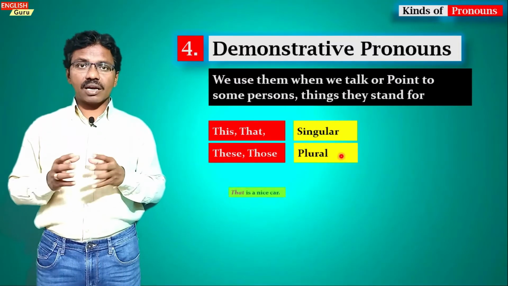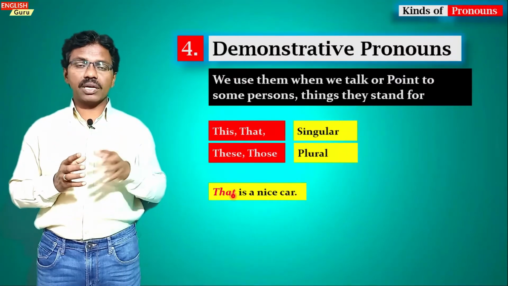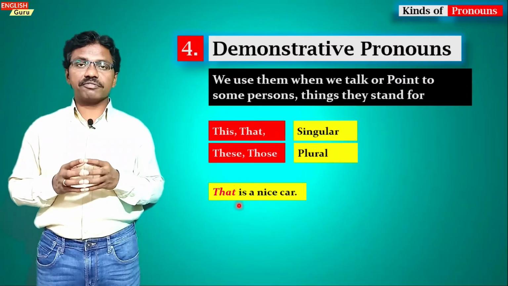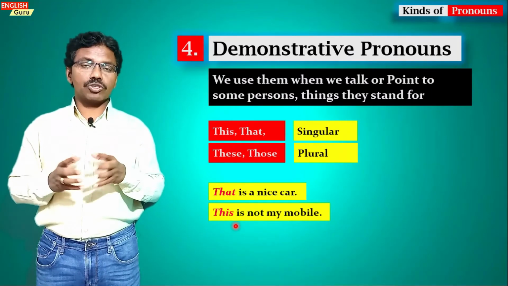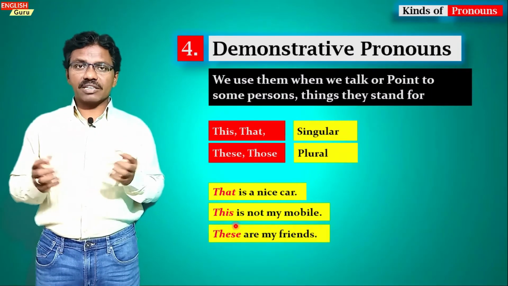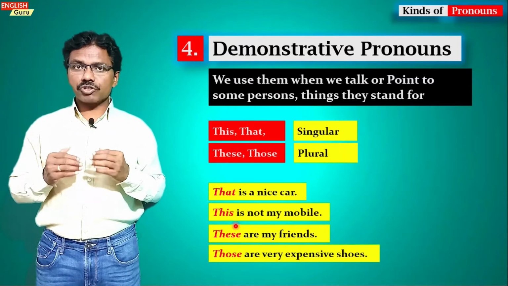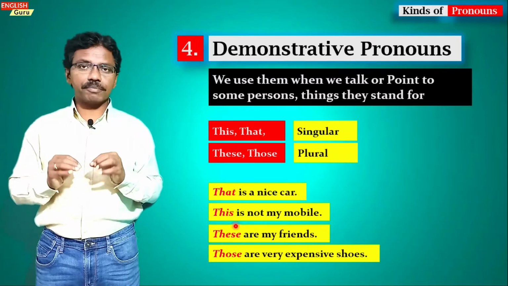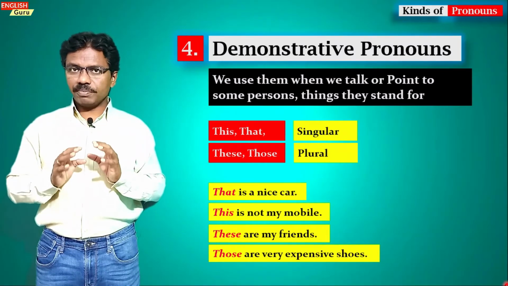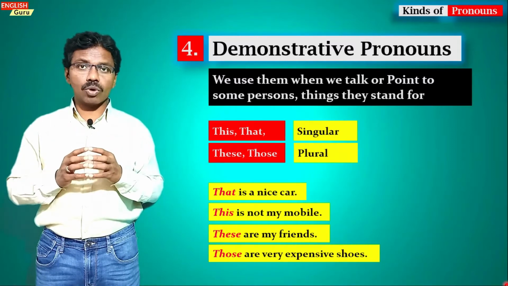That is a nice car. We are demonstrating that particular car. So that, we are showing that. So that is a demonstrative pronoun. This is not my mobile. No, this is a demonstrative pronoun. These are my friends. These is a demonstrative pronoun. Those are very expensive shoes. So here, those is a demonstrative pronoun. So demonstrative pronouns demonstrate a particular person or a thing.